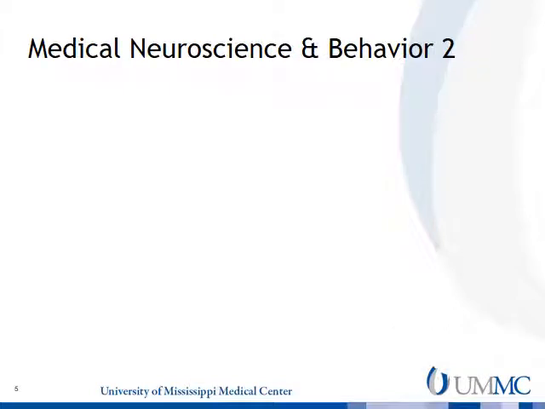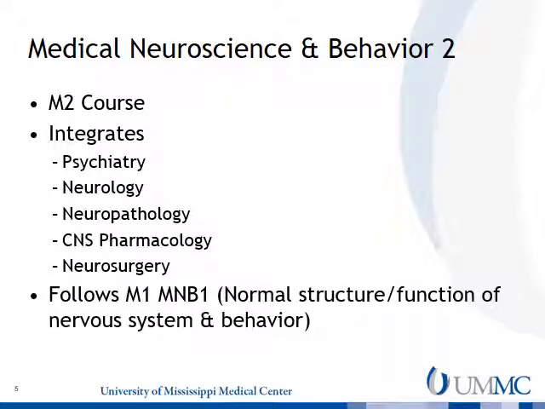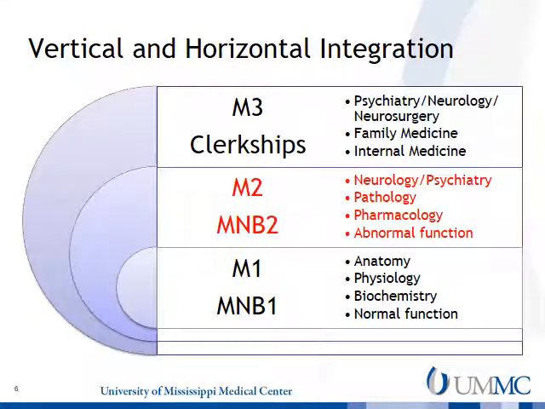Medical Neuroscience and Behavior 2 is an M2 course that straddles the fall and spring semesters. It integrates material from psychiatry, neurology, neuropathology, CNS pharmacology, and neurosurgery. This course focuses on pathology and treatment, in contrast to the first-year Medical Neuroscience and Behavior course, which is oriented toward normal structure and function. In addition to being horizontally integrated within the M2 year, MNB2 serves as a bridge in the Medical Neuroscience and Behavior series between the preclinical M1 year and the M2 clinical clerkship year.